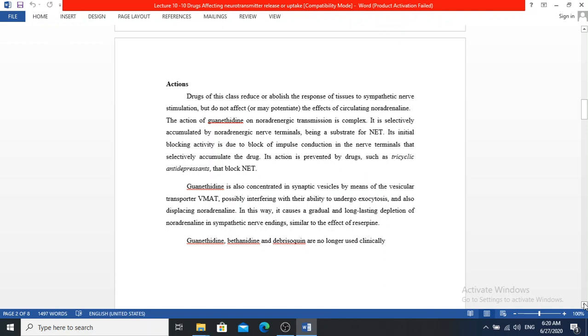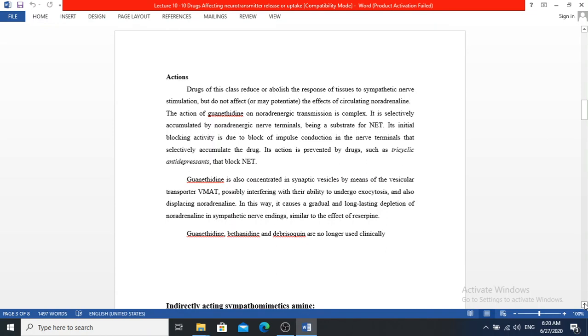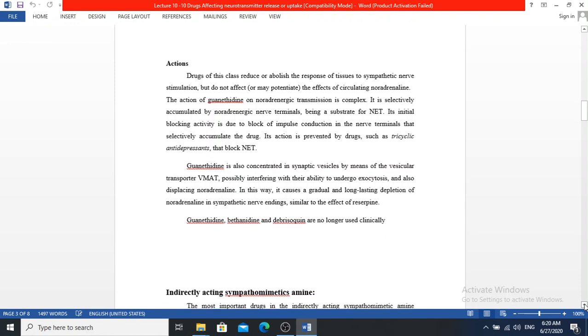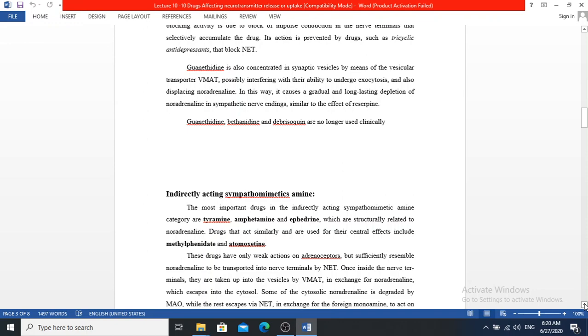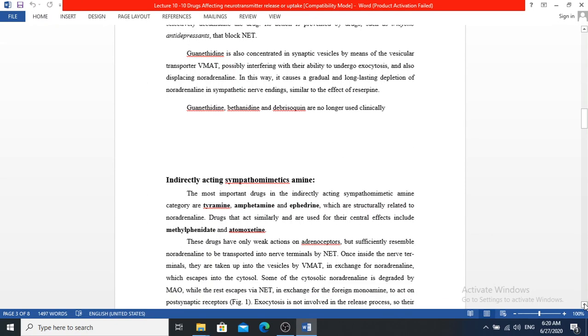Guanethidine is also concentrated in synaptic vesicles by means of the vesicular transporter VMAT2, discussed in the previous lectures, possibly interfering with their ability to undergo exocytosis and also displacing noradrenaline in this way. It causes a gradual and long-lasting depletion of noradrenaline in the sympathetic nerve endings, similar to the effect of reserpine.